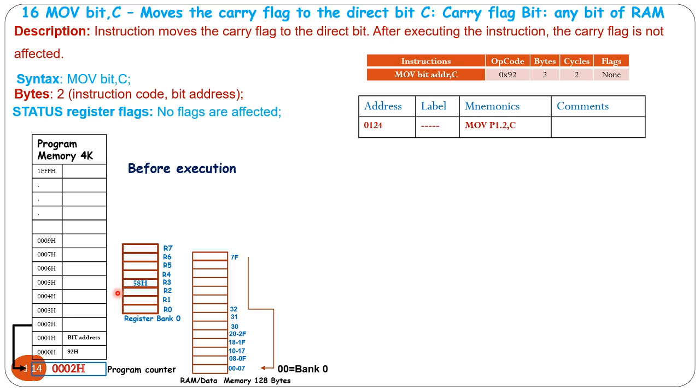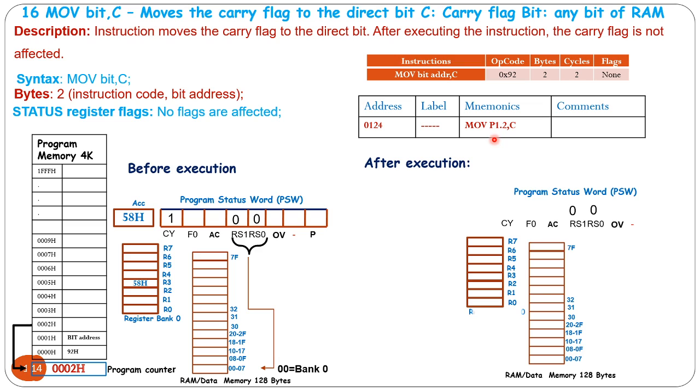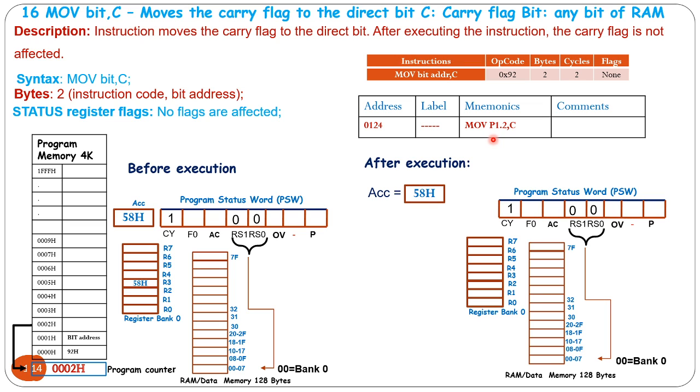So before execution, the content of the carry flag bit is 1 here. After execution, that 1 bit will be moved into the P1.2 port bit. After execution we do not need all these things, only the carry flag. If the carry flag were 0 here, then P1.2 would be 0, but the carry flag is 1 here, so P1.2, that is port 1 second bit, becomes 1 after execution.